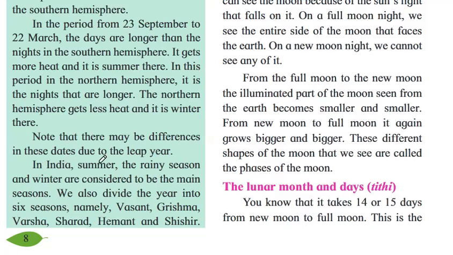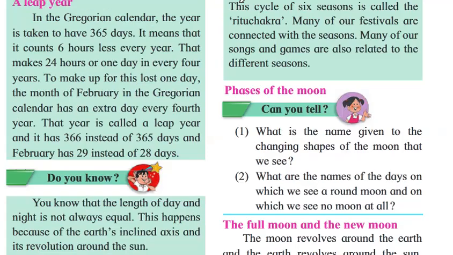In India, summer, the rainy season, and winter are considered to be the main seasons. We also divide the year into 6 seasons, namely Vasant, Grishma, Varsha, Sharad, Hemant, and Shishir. This cycle of 6 seasons is called the Ritu Chakra.